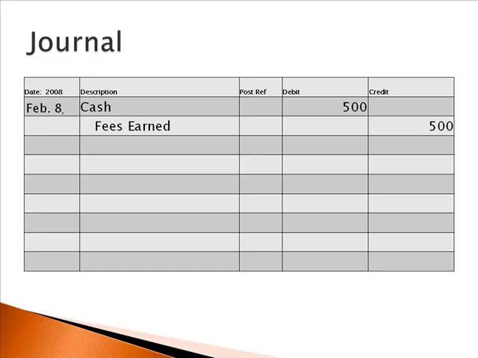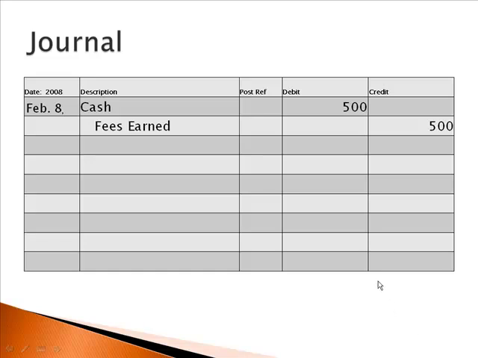So we see here that our transaction includes a debit to cash of $500 and a credit to fees earned for $500. And our rules have been followed in that we have at least 2 accounts that are affected, at least 1 debit and at least 1 credit, and our total debits equal our total credits. And as long as we follow these rules, we'll keep our accounting equation in balance.